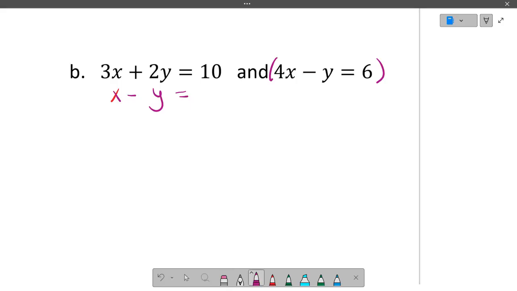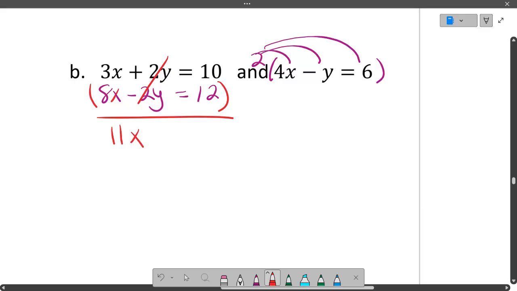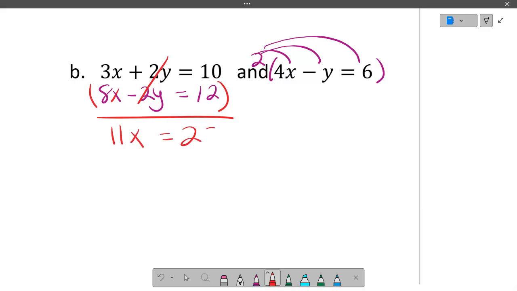So in order to get the y's to cancel out, I can multiply this equation by 2. That's going to leave me with 8x equals 12. Okay? Distribute, distribute, distribute, multiply the whole equation by 2. So now, if I add these equations, the y's will cancel, and then what are we left with? 11x equals 22, okay? 3 plus 8 gives 11, and 2 times 11 gives me 22, so x equals 2.